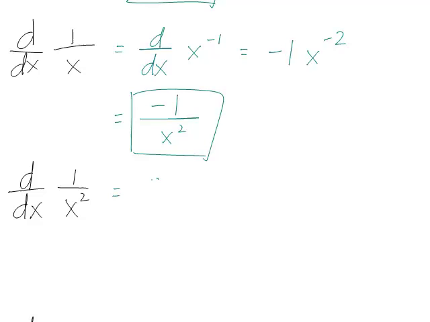If I have 1 over x squared to begin with, this is actually x to the -2. Since you have x squared in the denominator, bring the -2 down. We reduce the exponent by 1, so you have -3 in the exponent. So this is -2 over x cubed.